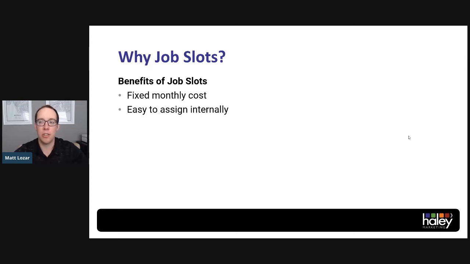Easy to assign internally. Let's say 20 job slots, 5 recruiters, each of them get 4 jobs per month. They can interchange them whenever they want. Their responsibility to keep jobs fresh, to post the jobs that need that extra sponsorship, that exposure throughout the month. Easy concept for people to understand, where if we have 20 slots, I know how many jobs we can post at once. I know how many each recruiter can have. Really easy concept to understand.